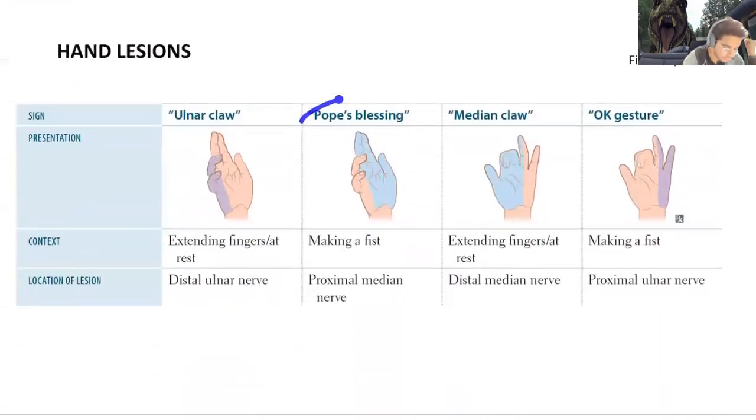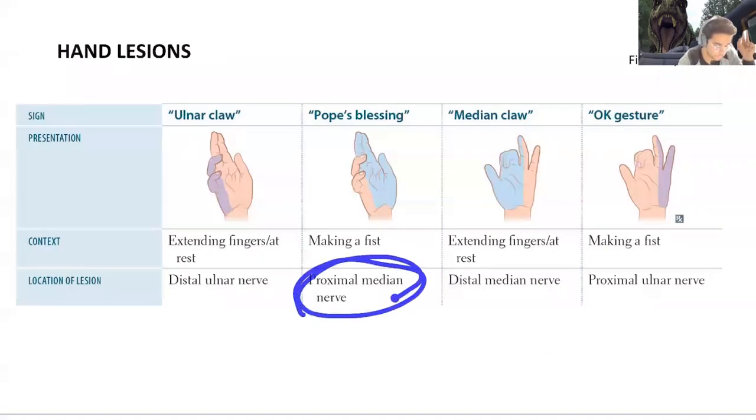The Pope's blessing. So the thing that confuses a lot of people is what type of movement the patient should be making, right? What you need to tell them is make a fist, right? If they're unable to make a fist and their thenar component is the one that's hanging out and the hypothenar is working just fine, that's telling you it's the median nerve, right?